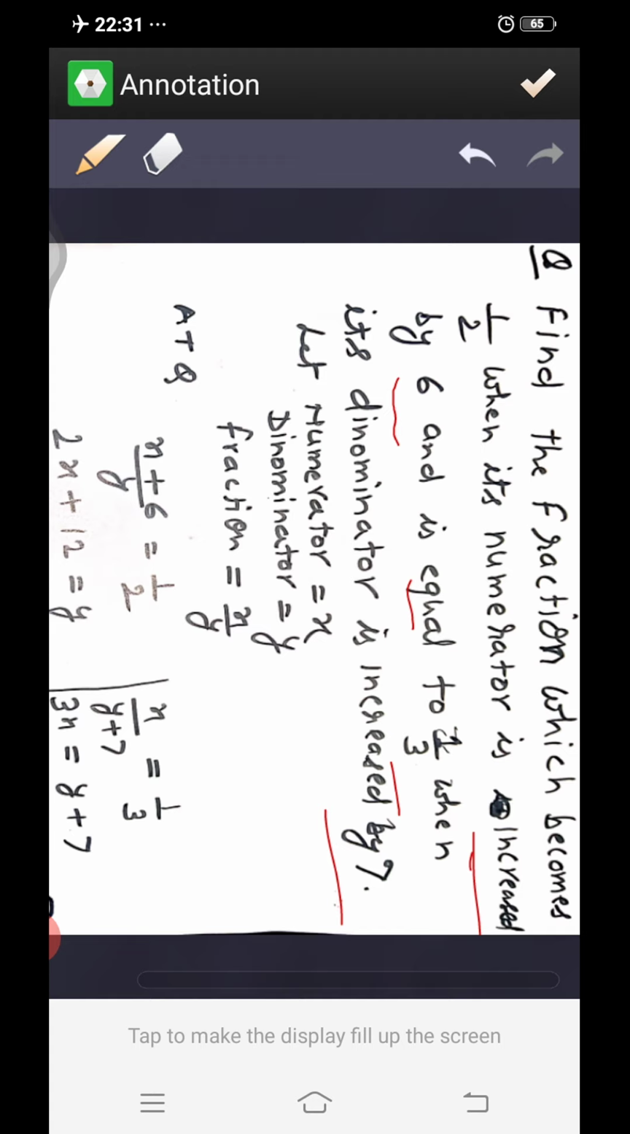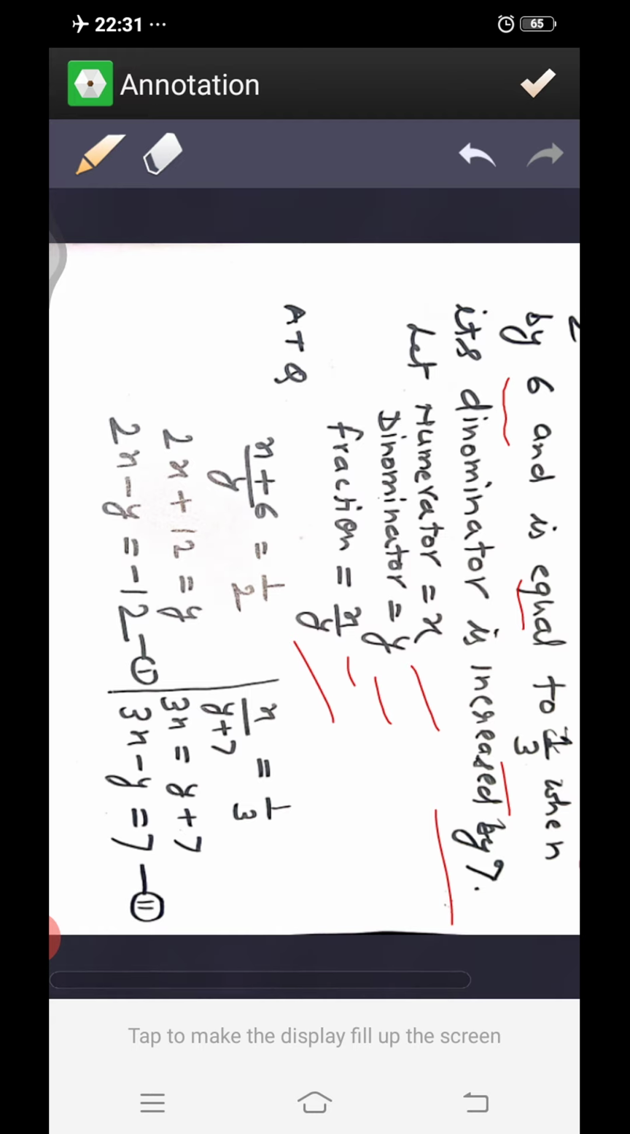So let numerator equal x, denominator equal y. Fraction is numerator upon denominator, that is called fraction. So fraction equals x upon y. Now, if 6 is added to the numerator, so here we are adding 6, x plus 6 upon y, then the fraction becomes 1 by 2. Let us do its cross multiplication. 2x plus 2 sixes are 12 equals y. So we get the equation 2x minus y, and 12 goes that side, it becomes minus 12.